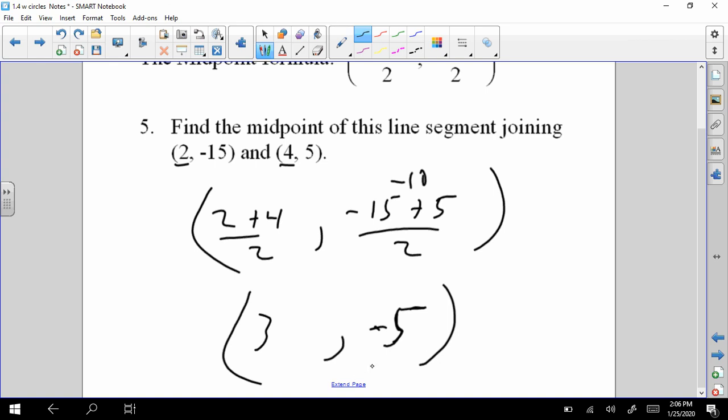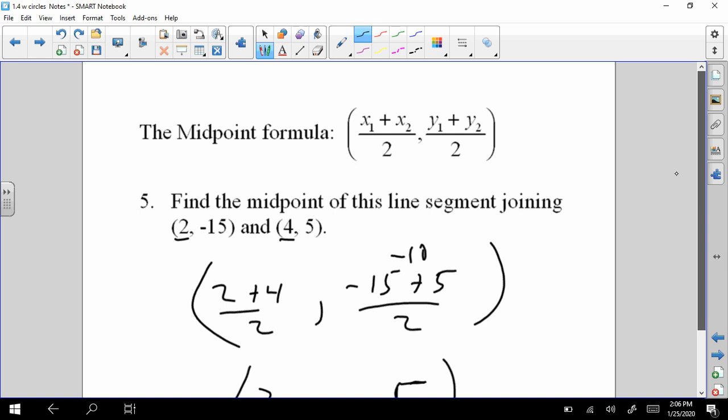And this is the middle point between the two endpoints we've been given. Real close, quick. 2 comma negative 15 would be way down there. 4 comma 5 would be up here. And what do we say it was? About 3 comma negative 5, the midpoint. Seems reasonable, doesn't it?